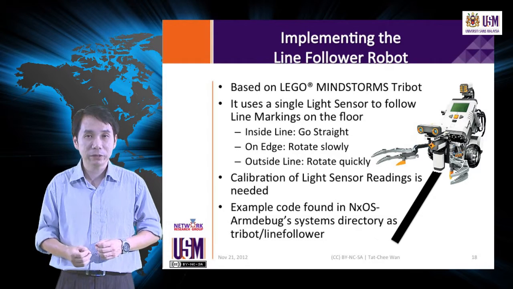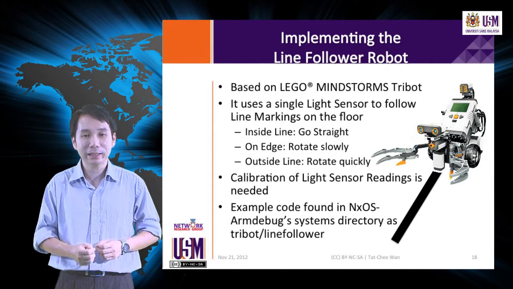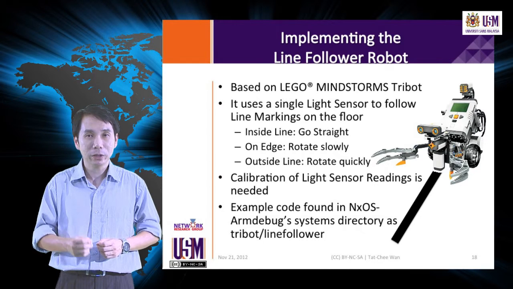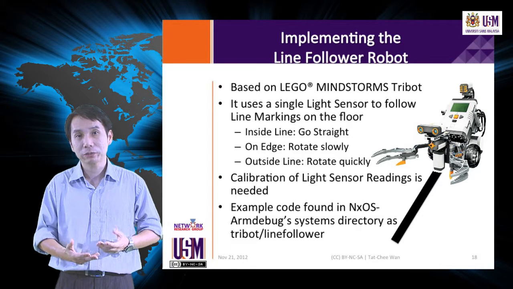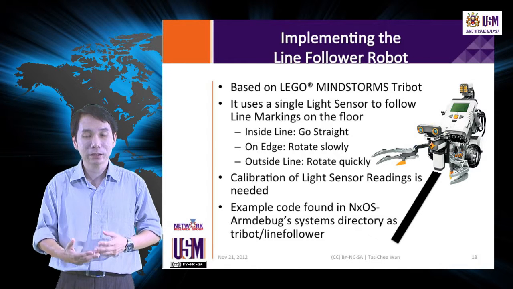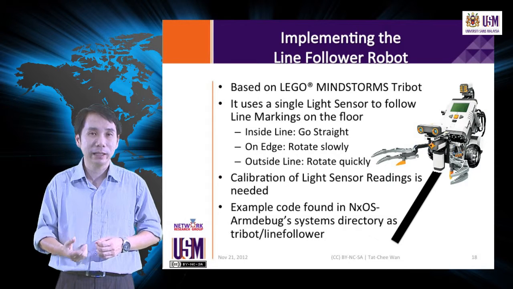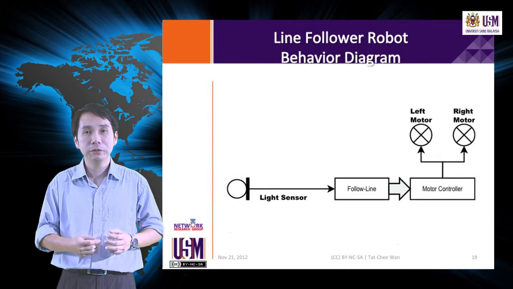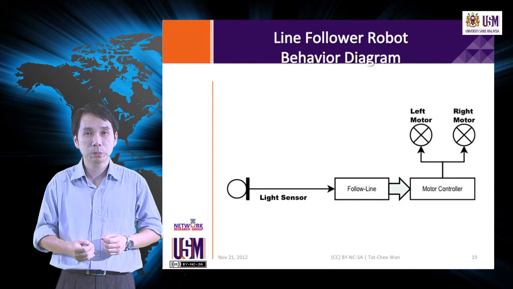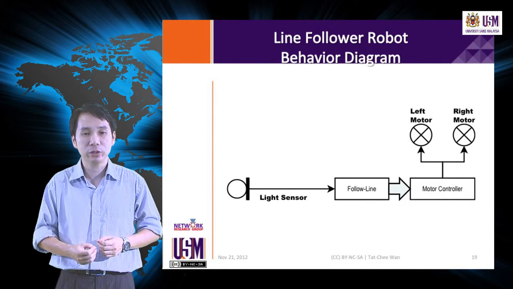Now, as I mentioned previously, we need to calibrate the line sensors when we want to implement this robot. Some example code is found in the NXOS ARM debug system directory. It is found under the system subdirectory as a tribot/line follower program. We will first look at the behavioral diagram for the line follower robot.